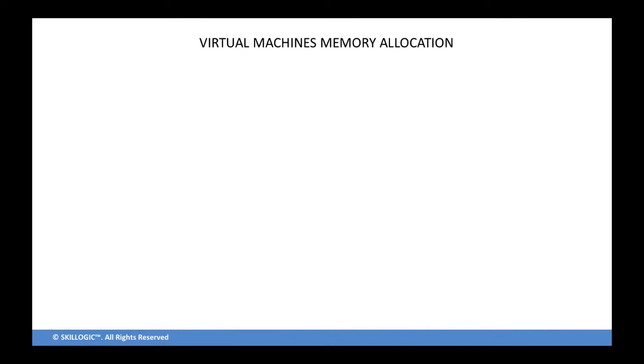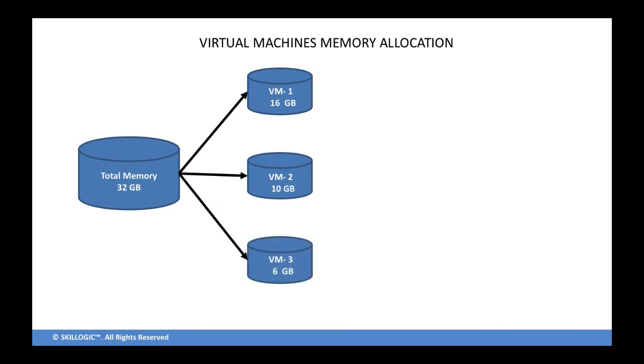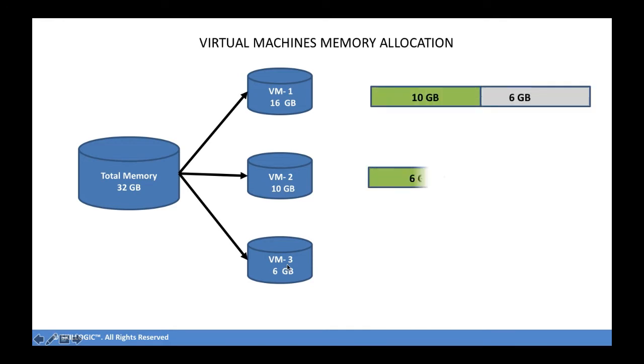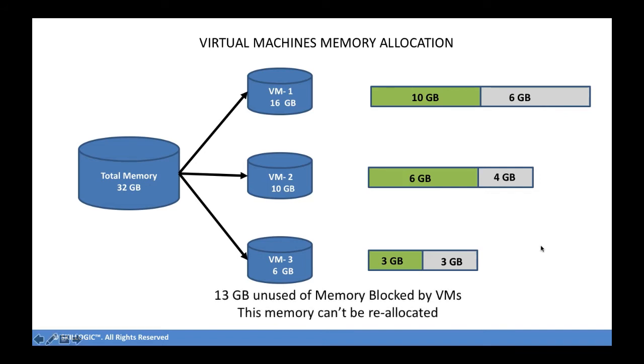When it comes to virtualization, as I told before, if you want to break this machine, which has 32 GB, into three virtual machines which contain 16 GB, 10 GB, and 6 GB, the utilization may not be full. Maybe the first virtual machine is only using 10 GB, which means 6 GB is free, but it cannot be used for anything else because it's reserved by virtual machine 1. The same goes with 2 and 3. So there are about 13 GB of unused memory blocked by virtual machines. This memory cannot be reallocated.